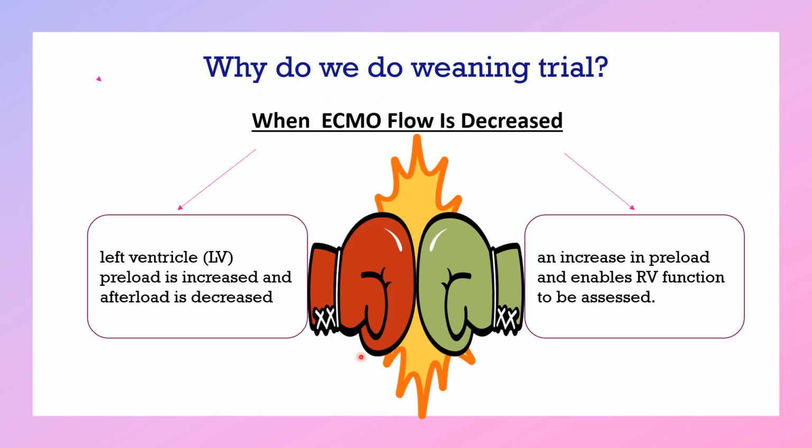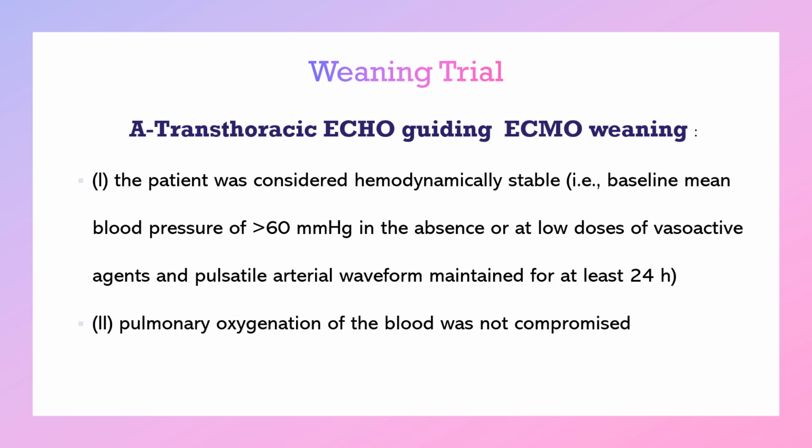Why do we do weaning trials? In the presence of full ECMO flow, we can't judge the RV function. So when we decrease the ECMO flow, there will be an increase in the preload, enabling RV function to be assessed. In contrast, for the LV, the preload will be increased and the afterload will be decreased. So at that time, we can see the suitable window for decannulating the patient.